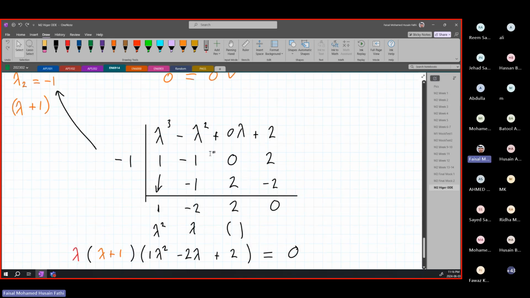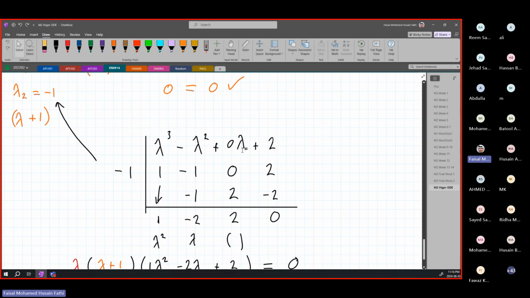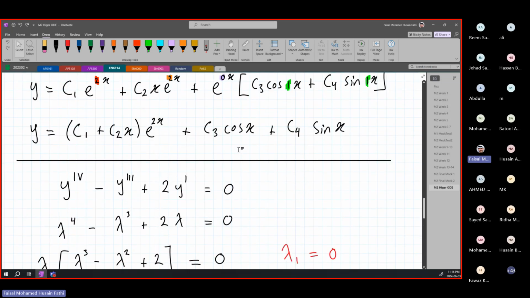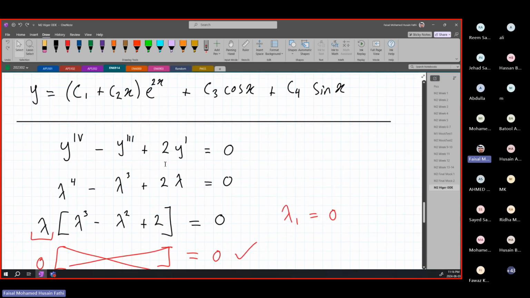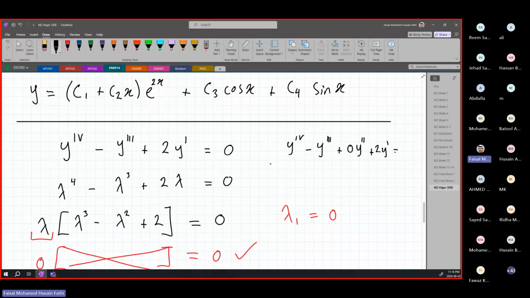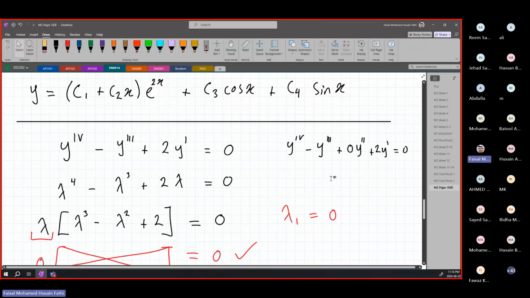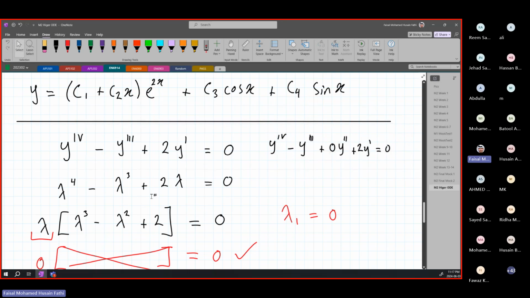You put your 0 for any lambdas that are missing. In our question we did not have y double prime. That's why we can put this equation as, from the beginning so you guys don't get confused, write this as minus y triple prime plus 0 y double prime plus 2y prime equals 0. Do this from the very beginning, and keep the 0 y double prime. If you do this from the very beginning, you're not going to get confused while you are solving.